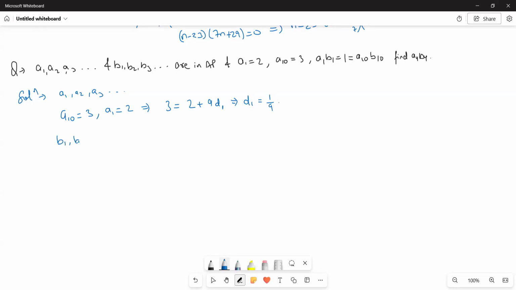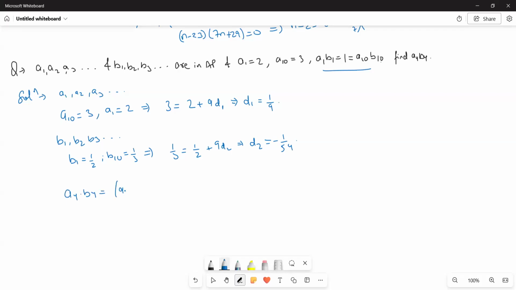And for the sequence B1, B2, B3, B1 would be half, B10 would be 1 by 3. सब reciprocal है using this condition. So that tells us 1 by 3 is 1 by 2 plus 9 D2. तो यहाँ से D2 निकालो, 1 by 3 minus 1 by 2, minus 1 by 6. फिर 9 इधर गया, 9 6 54, minus 1 by 54. ठीक है, अब निकालना है A4 B4.